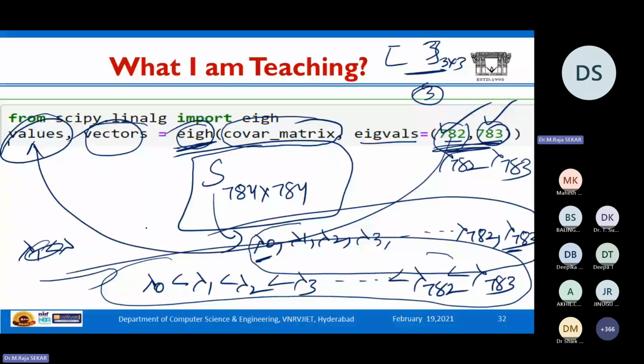Yes, now I have got eigenvalues as well as eigenvectors. What are these values? What are these vectors? Let me say it like this. These two eigenvalues are the topmost eigenvalues among these 784 eigenvalues, and these two eigenvectors correspond to the topmost eigenvalues. This is the story. Now what do we have to do?